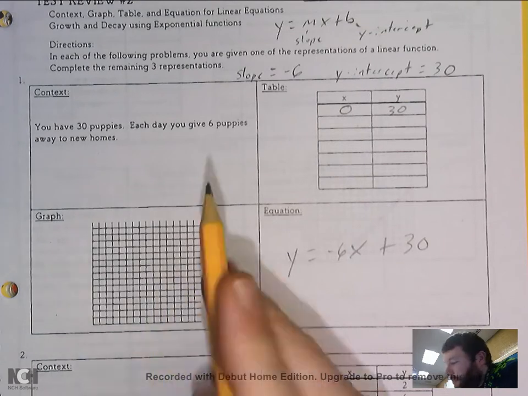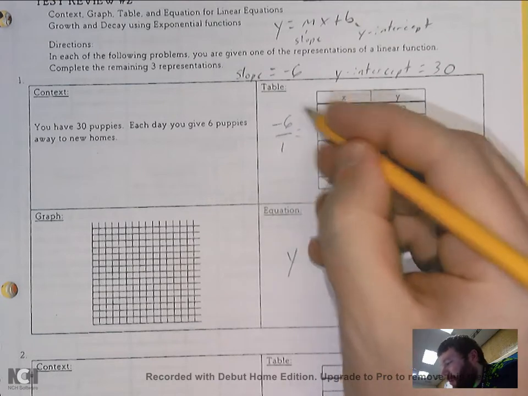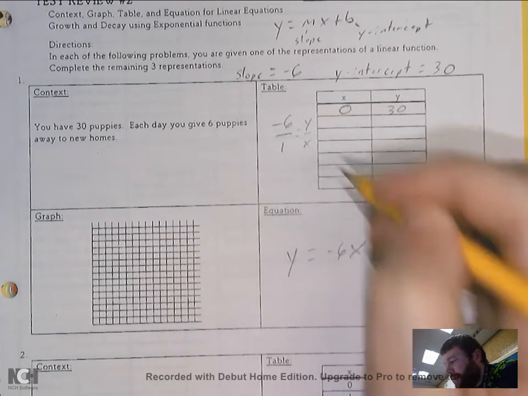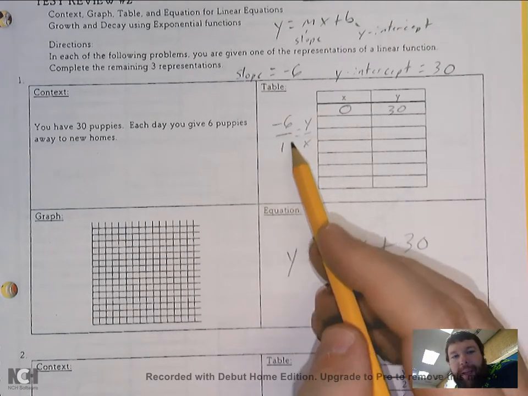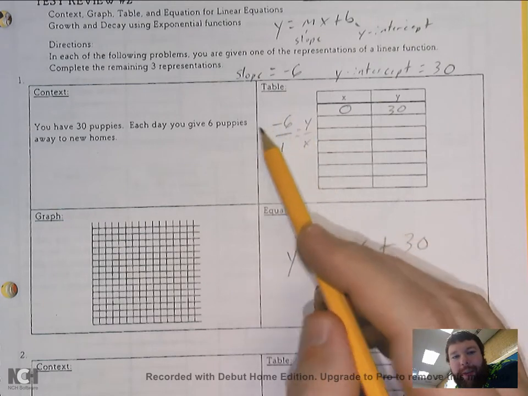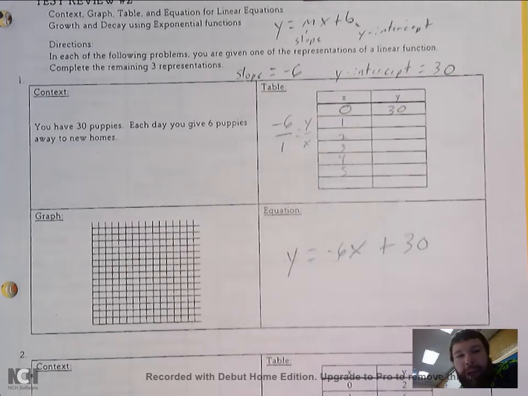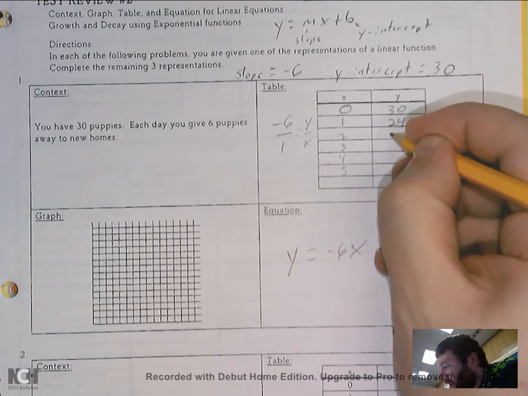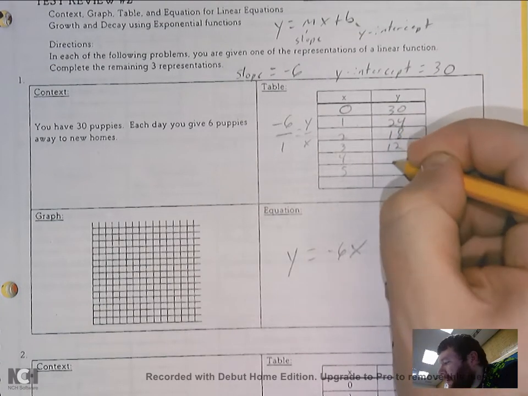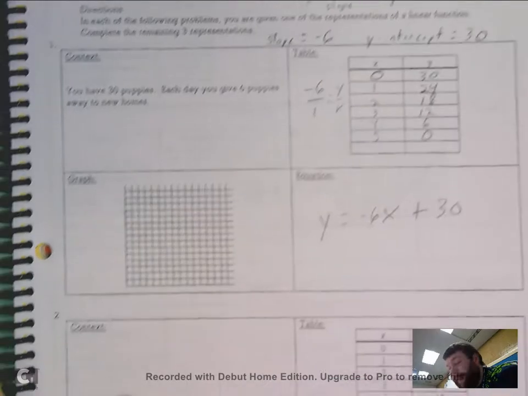Next thing is I look at my slope. My slope was negative 6, right? Or negative 6 over 1. Slope is your rise over your run, or your y over your x. So what this is saying is that I'm going up 1 every time on the x, and I'm going down 6 every time on the y. So the x's are going 1, 2, 3, 4, 5, and so on. And then the y's are going down by 6. So 24, 18, 12, 6, 0. And I don't know if you can get negative puppies, but I don't think you can. So that'd be weird.